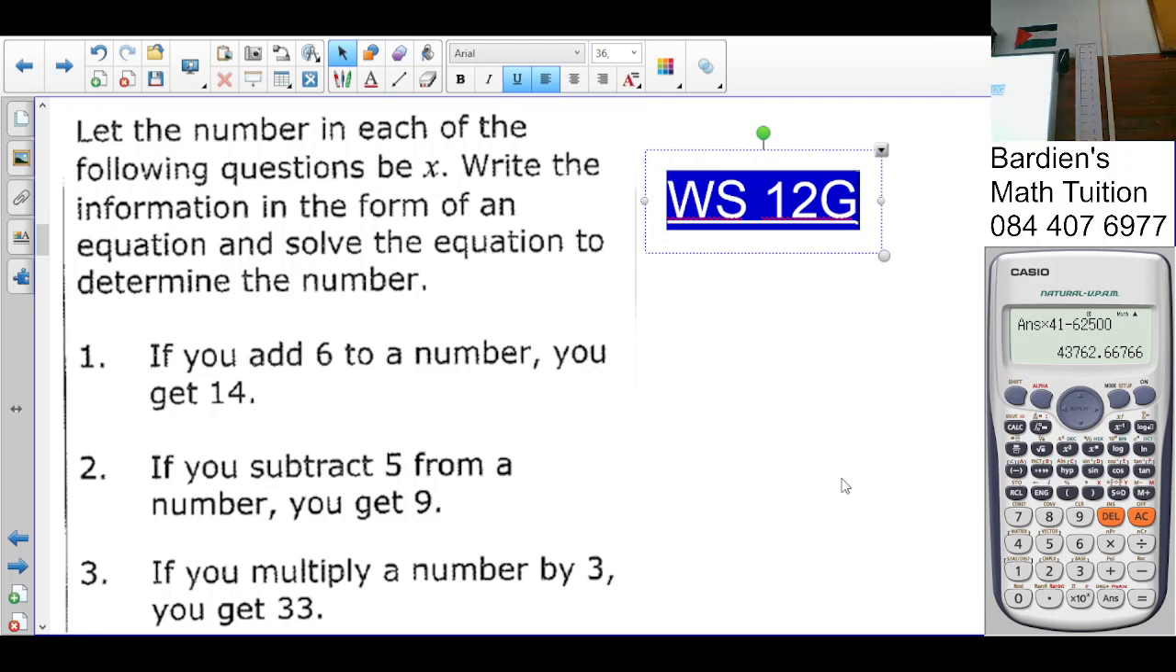So the question says, let a number in each of the following questions be x. Write the information in the form of an equation and solve the equation to determine the number. Okay. So let's go.